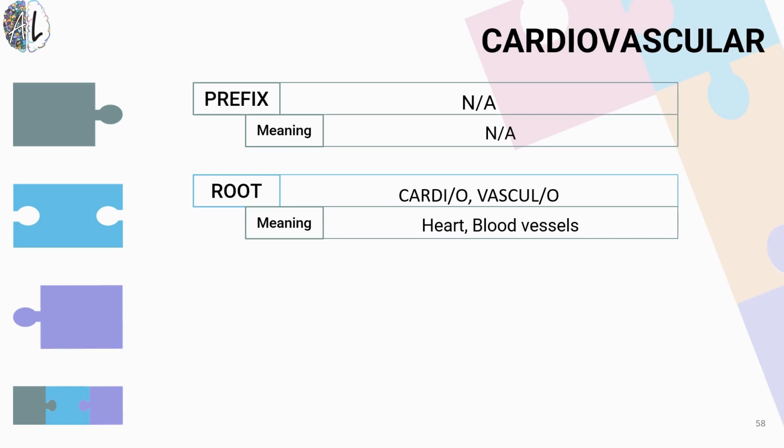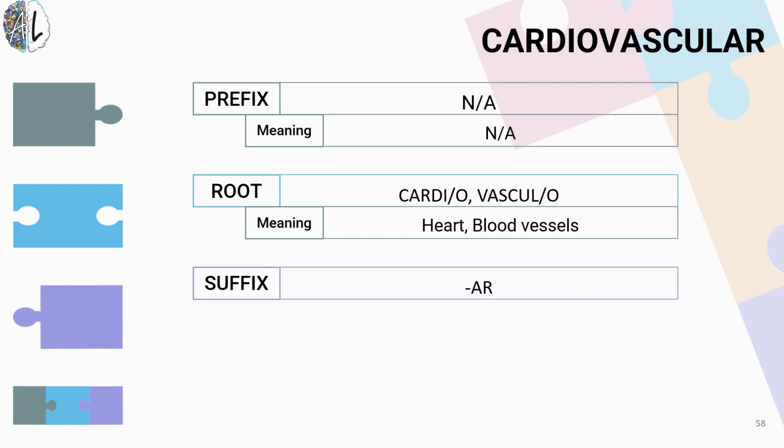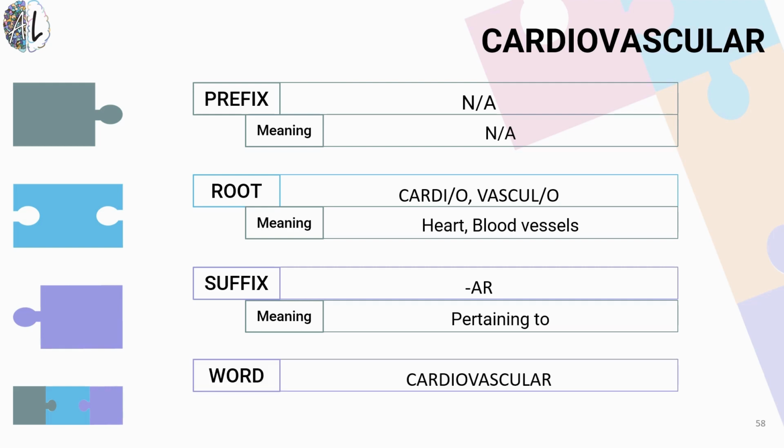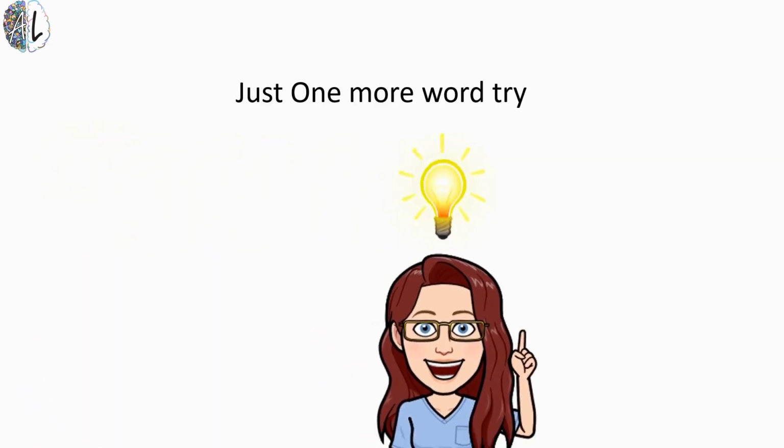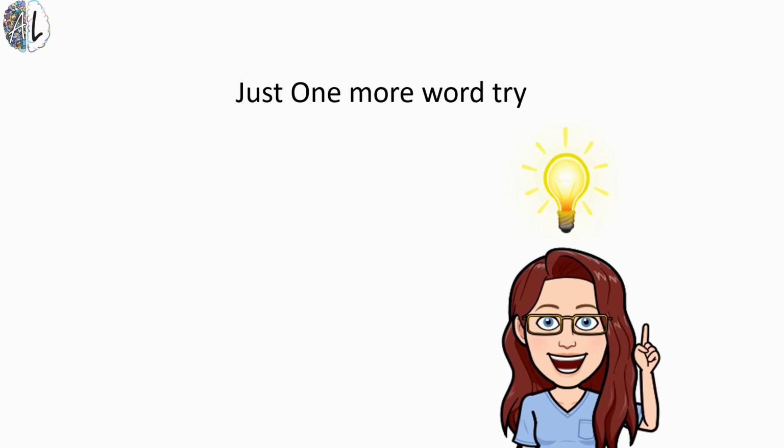Those two things are actually attached to each other, right? You can't go from one to the other separately. They're always attached. The suffix here is ar, which again is a very generic pertaining to. And so the term cardiovascular and the body system cardiovascular breaks down to pertaining to the heart and all of the blood vessels attached to it. Okay, let's take a look at one more word.